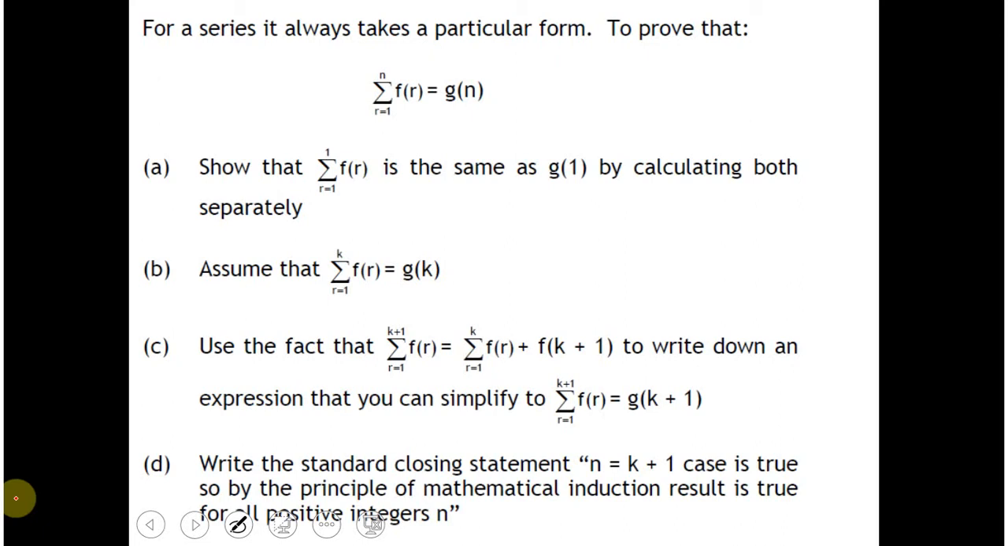Then part B, assume that the sum from r equals 1 to k of f of r equals g of k. Then C, use the fact that the sum from r equals 1 to k plus 1 of f of r equals the sum from r equals 1 to k of f of r plus f of k plus 1 to write down an expression that you can simplify to the sum from r equals 1 to k plus 1 of f of r equals g of k plus 1.